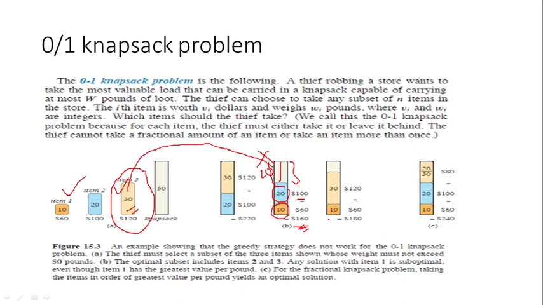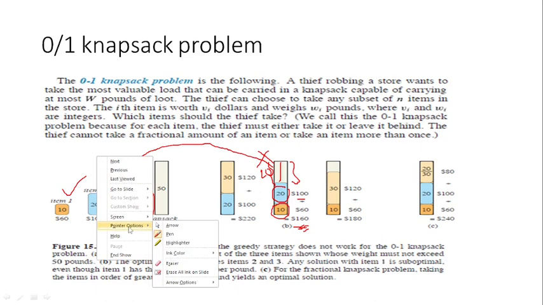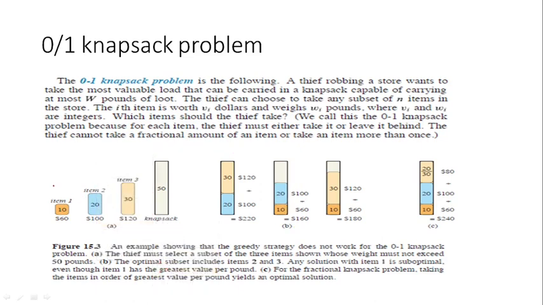This is the second case. In the third case, let's say he is picking item 1 and item 3. That means item 1 is 10 gram and item 3 is 30 gram, which is totally 40 gram, and the total cost is 180, let's say. So here it is 30 plus 10, 40.